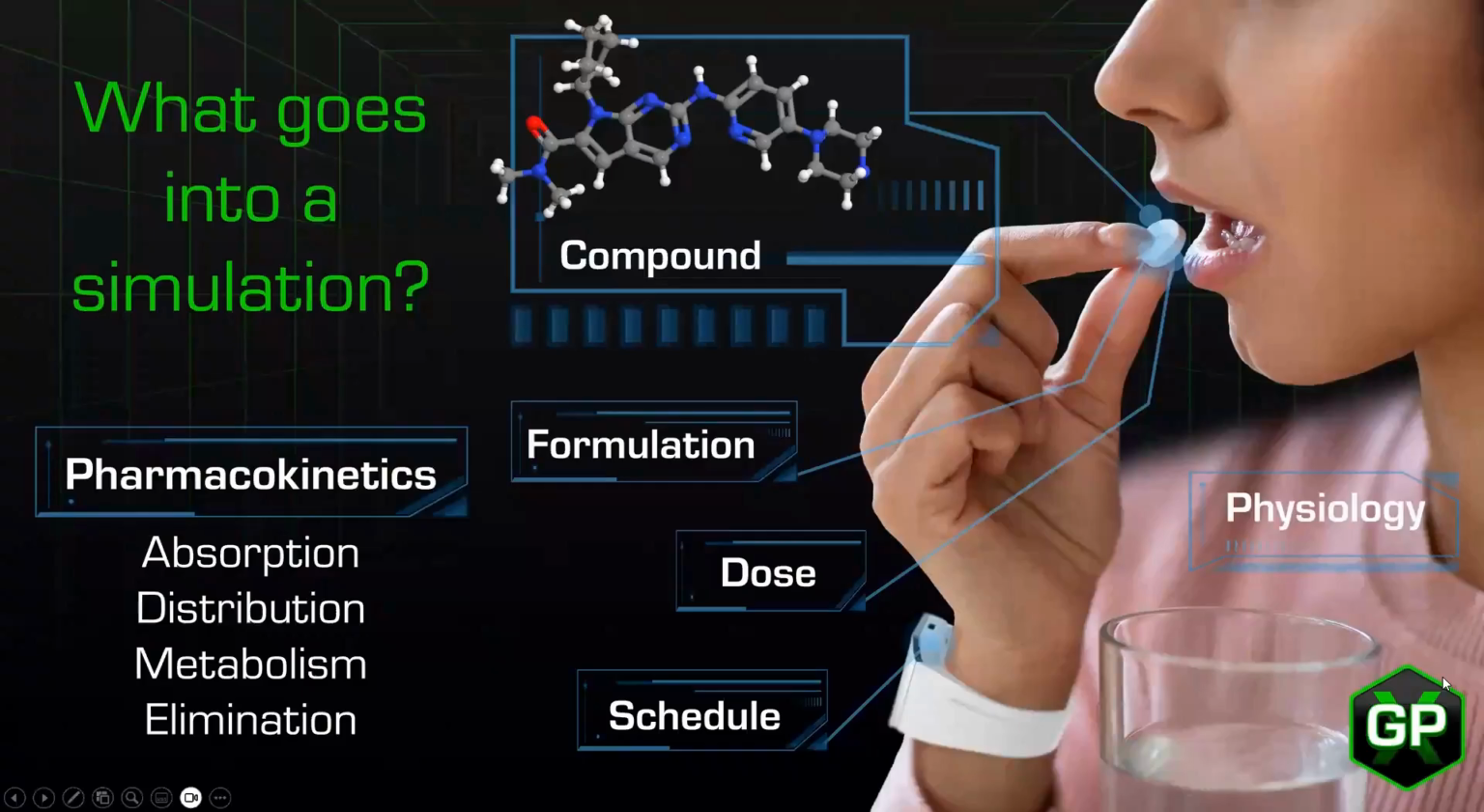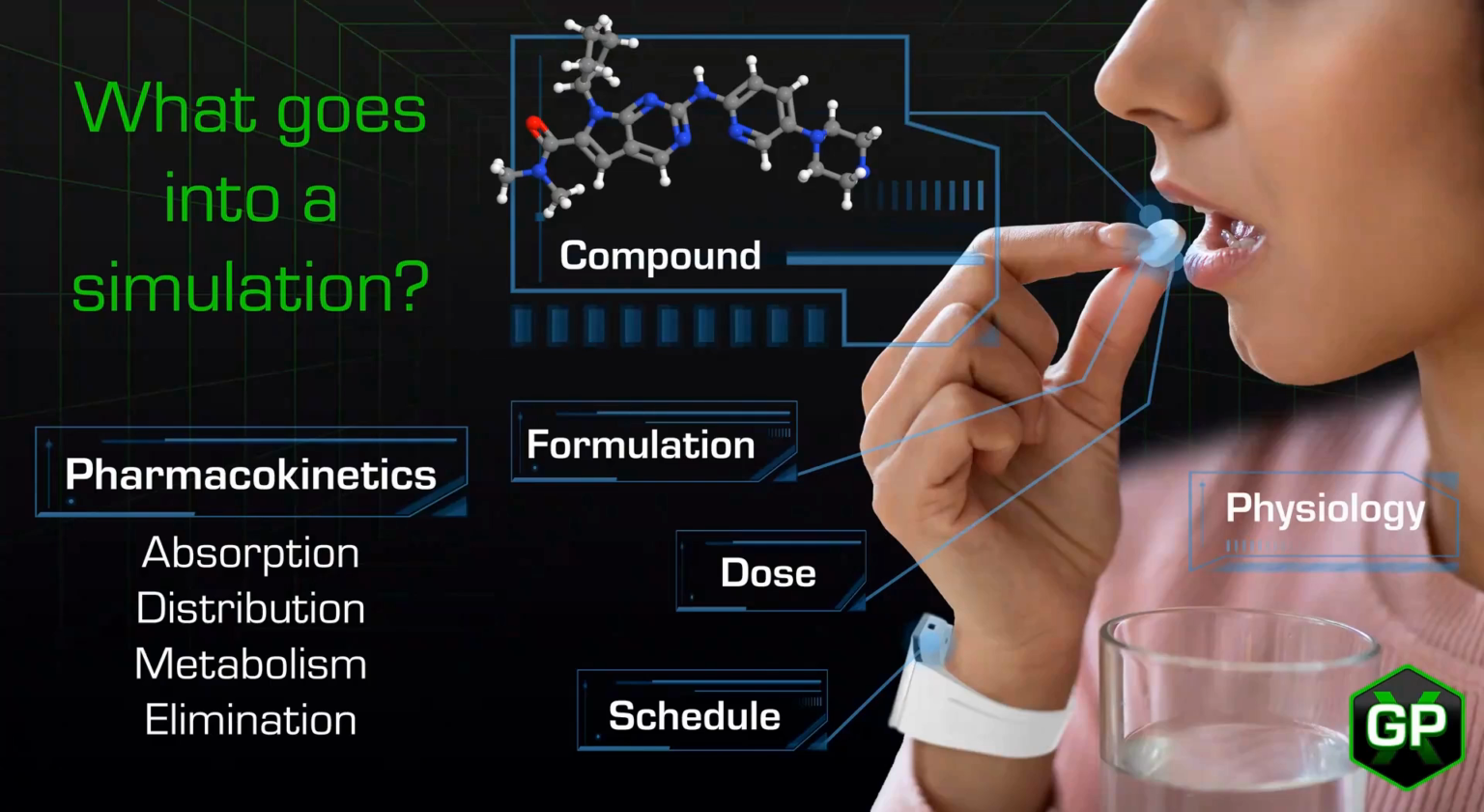I want to start with a very fundamental question. What goes into a simulation? In real life, when a drug is administered to a patient, we have several elements. The compound itself, how it is formulated, how and when this formulation is dosed, and who it is dosed to.